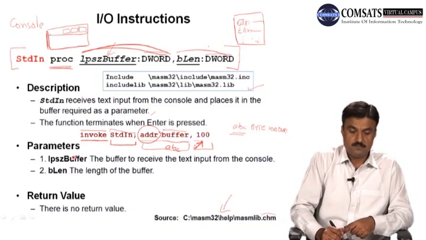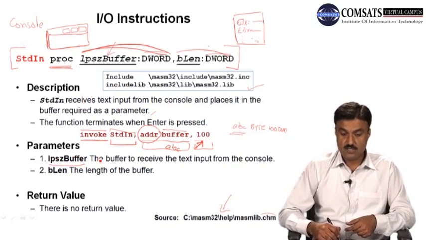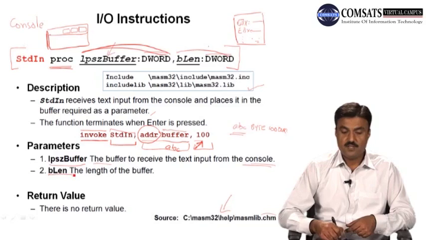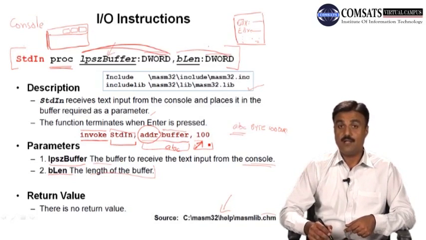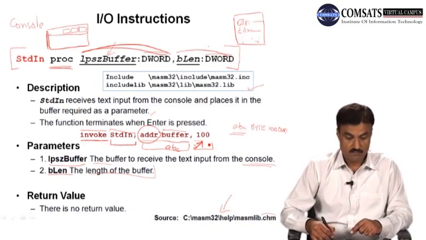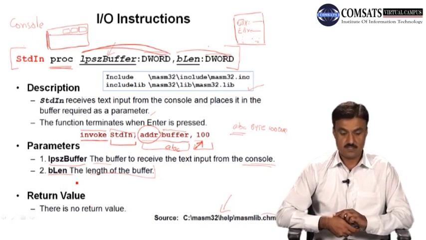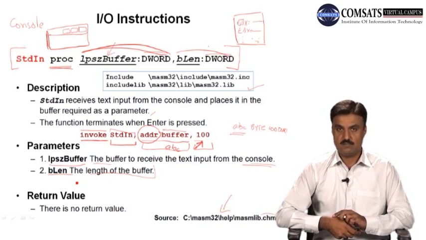There are two parameters. One is the LP, the input buffer to receive text or anything from the console or from the input device, and the other is the length of the buffer, or blen. As I told you, here this is the address and here is the size or length of the buffer, that is, how many bytes it occupies. This procedure doesn't return any value. There can be procedures that return a value, but right now this procedure doesn't return any value.